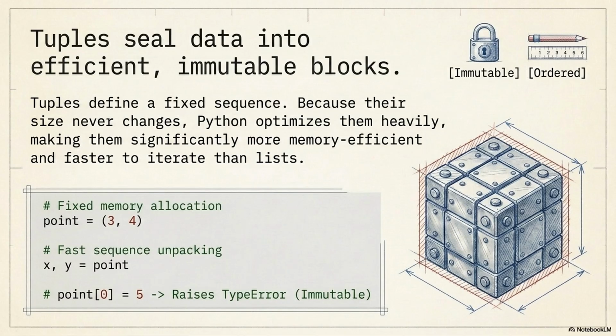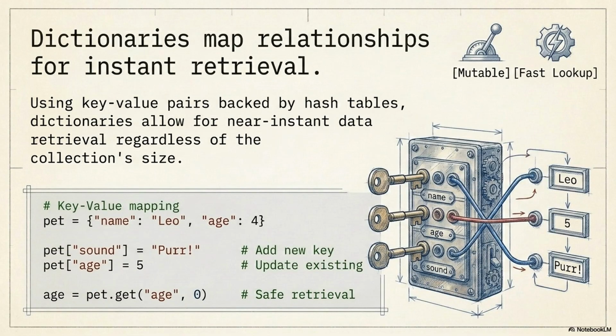Tuples are the contrast. A tuple is an ordered sequence, but it is immutable. Once created, its contents are sealed. That makes tuples useful for fixed records, coordinates, configuration pairs, and values that should travel through a program without being accidentally changed. A tuple is not just a list with different punctuation. It is a signal that the data represents a stable block.